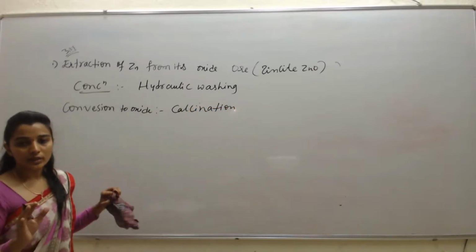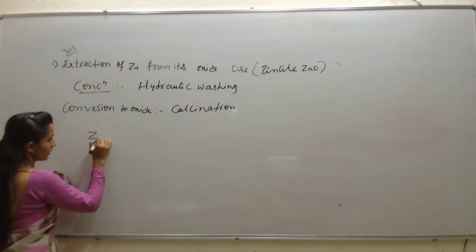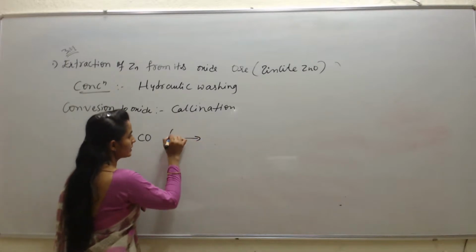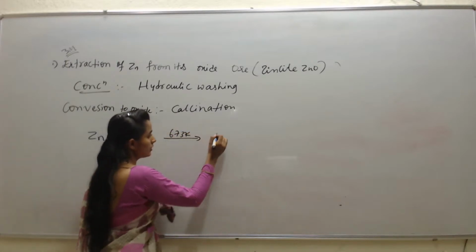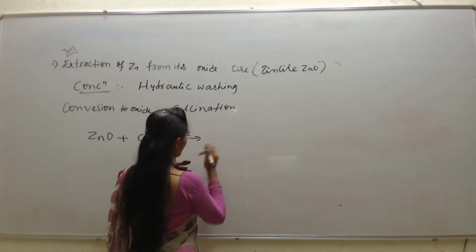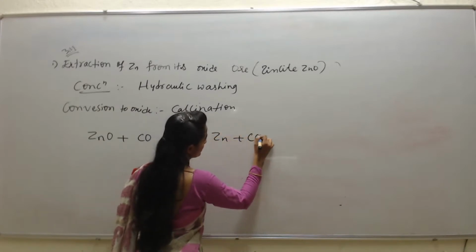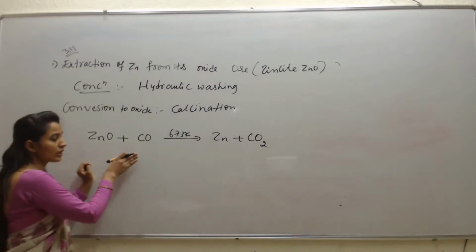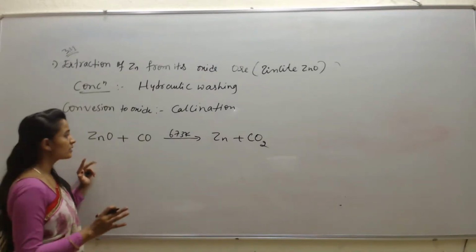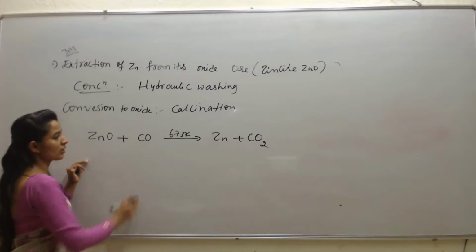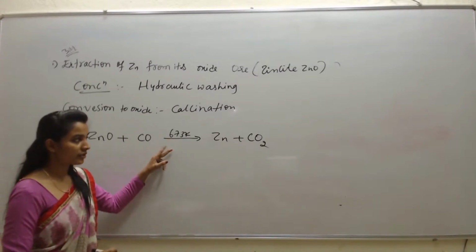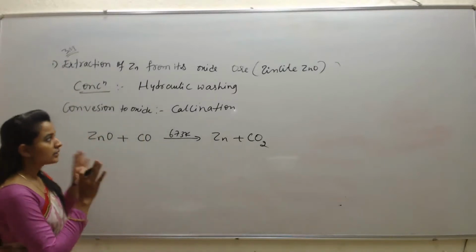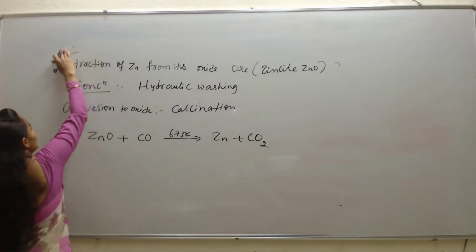Okay, the only one thing is there, students: this ZnO directly reacts with carbon monoxide at 673 Kelvin and gives Zn plus CO2. There is only one reaction. It is also done in an electrical furnace. So directly ZnO is mixed with carbon monoxide at 673 Kelvin. If it is heated, it directly gives zinc and carbon dioxide. So this is only one reaction.